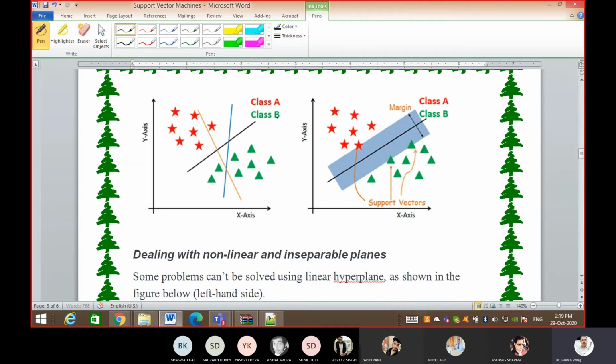See, there are two classes, class A and class B, and we want to segregate them into two planes. One way is you can draw this orange line, another plane you can draw this blue line, and another plane this black one. Now which one is better? Definitely the black one is better because it separates these two classes such that the margin is the maximum. Margin means the distance between the closest data points. The bigger it is, the better the SVM algorithm.